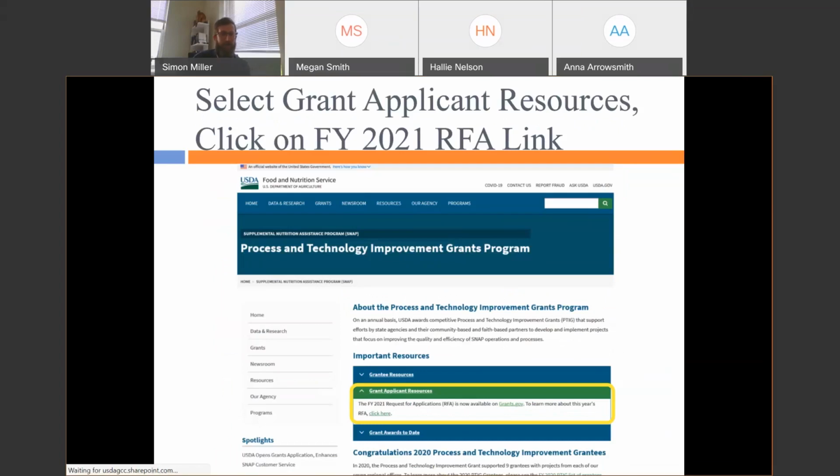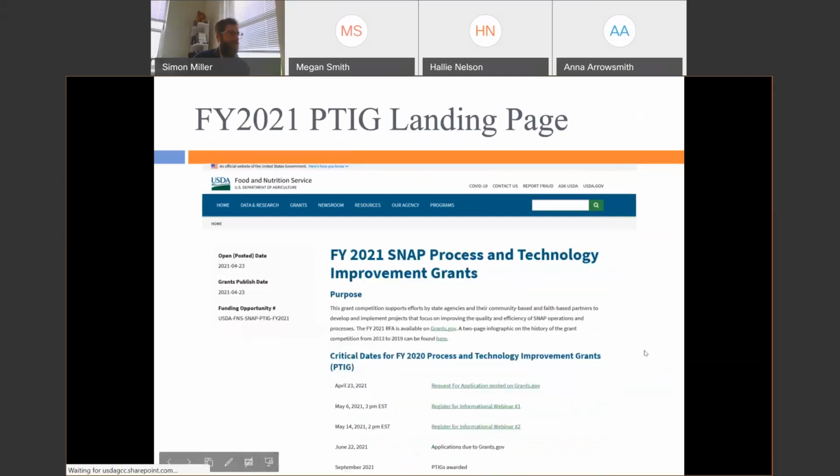We're still working on getting more materials there. But if you go to Grant Applicant Resources, you can click there and you can be directed directly to grants.gov, or you can click on this year's RFA link, in which case you would be taken to this year's FY21 landing page. So you can come back to this homepage for a recording of the webinar. It also includes important dates for this year's RFA and any other relevant info for this year's RFA.